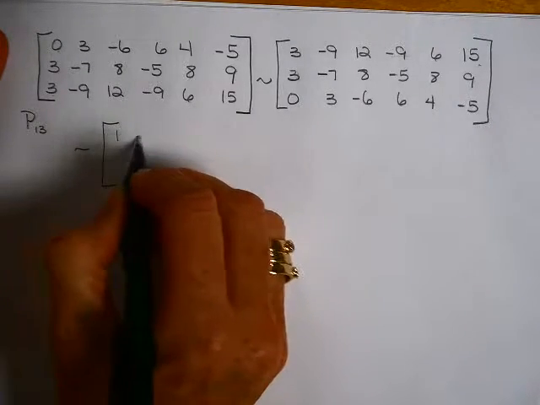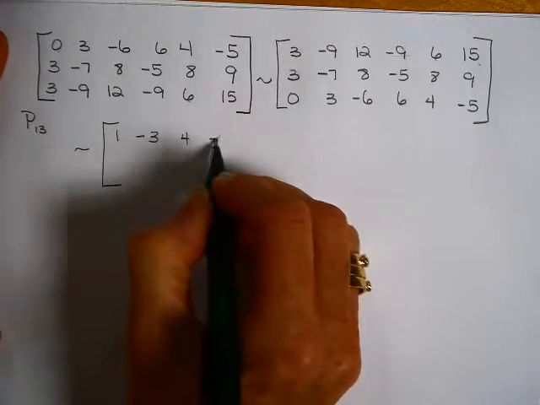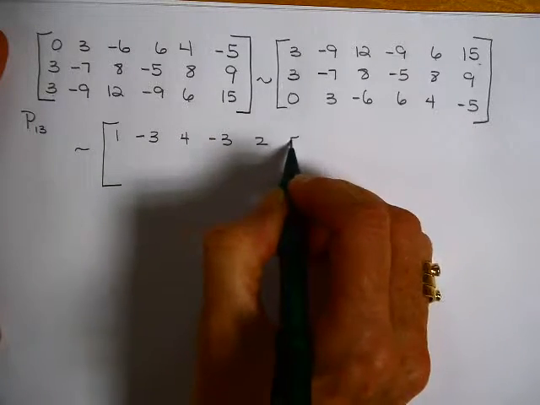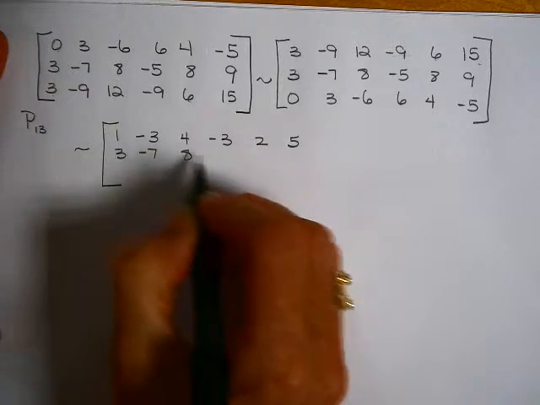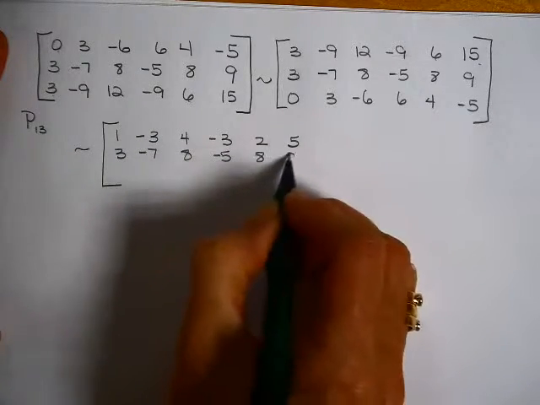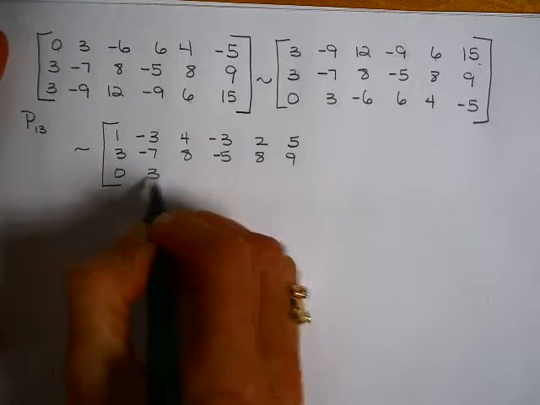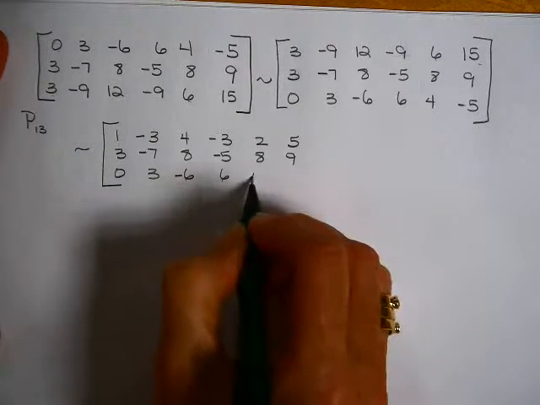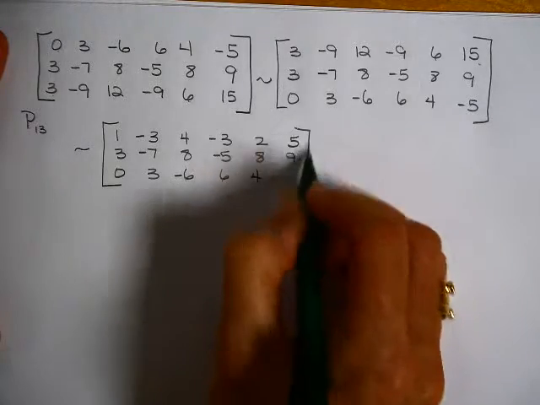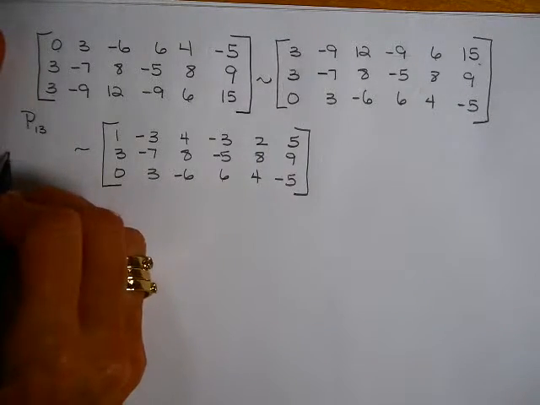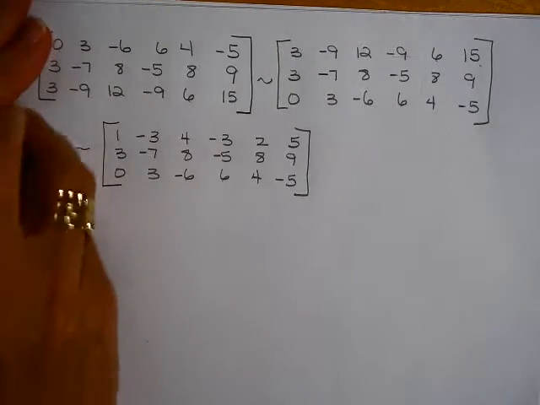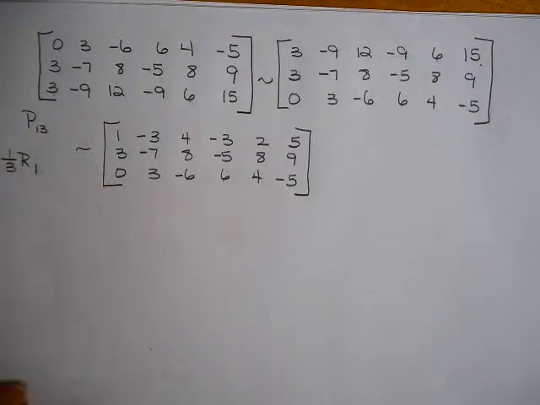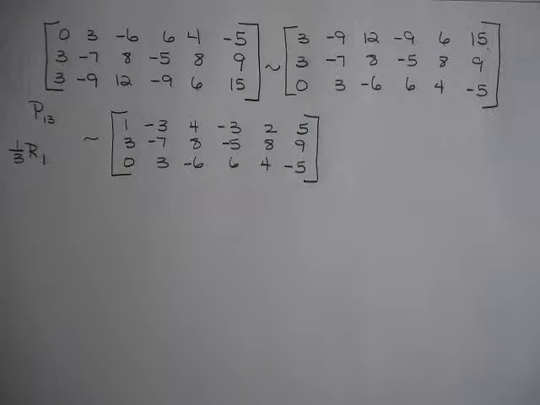So this would be 1, negative 3, 4, negative 3, 2, and 5. This is 3, negative 7, 8, negative 5, 8, 9, 0, 3, negative 6, 6, 4, and negative 5. All I was supposed to have done is multiply 1/3 times row 2. Nope, times row 1. Right, that's all I did right there. So far I've permuted and I multiplied 1/3 times row 1.